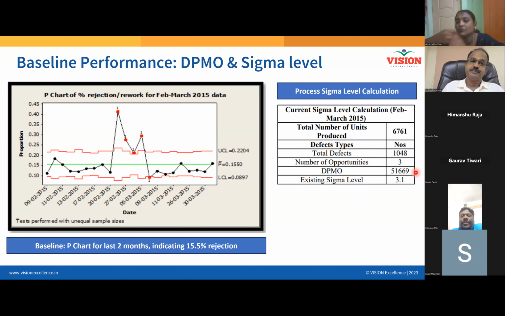You can see here, rejection rate is converted into DPMO. There are three types of defects they are trying to address, so defect opportunities are three. They observed 6,700 pieces and noted 1,048 defects. So they converted that into DPMO. So your baseline DPMO is how much? 51,000.